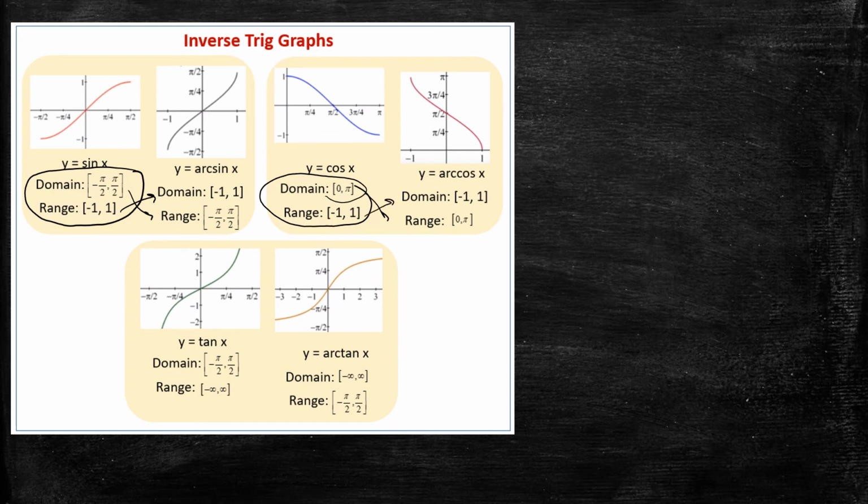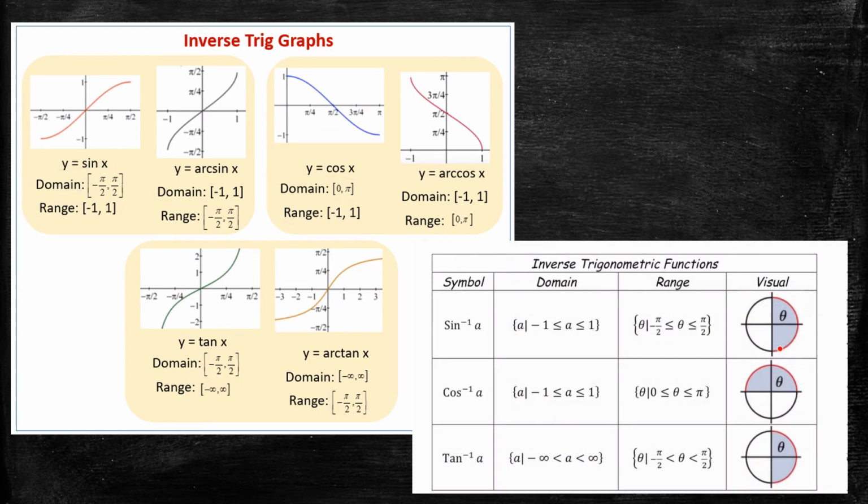There is a mistake here. So the domain for arctan, the restricted domain for tangent, is going to be negative pi over 2 to pi over 2. There should have been parentheses since we don't include those values. Okay, and then same thing here with the range. There should have been parentheses. We're not including negative pi over 2 and pi over 2. Okay, good.